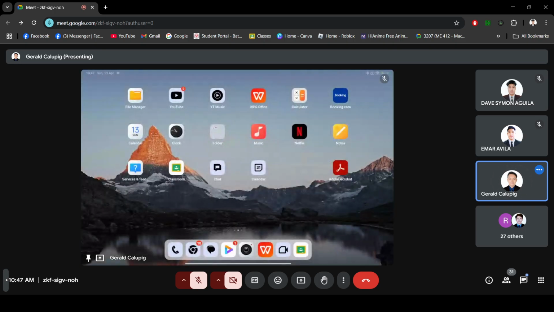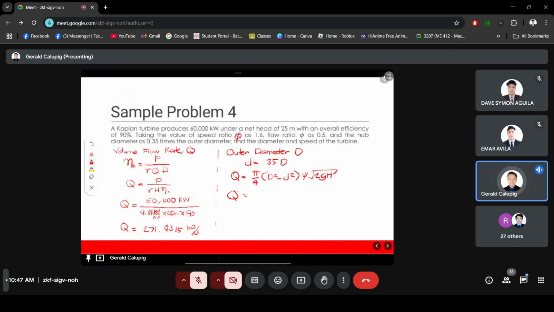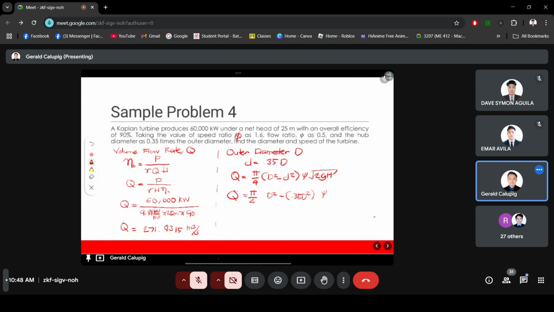So we can have here pi over 4 times d squared minus 0.35 d squared times q. Wait lang. Gawin natin tong times the flow ratio times the square root of 2gh.